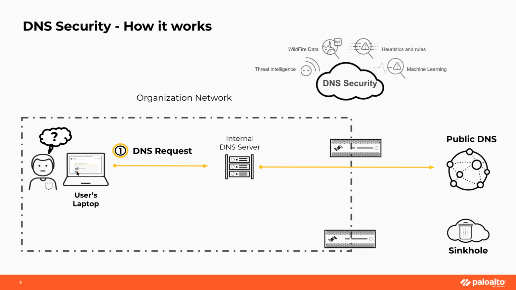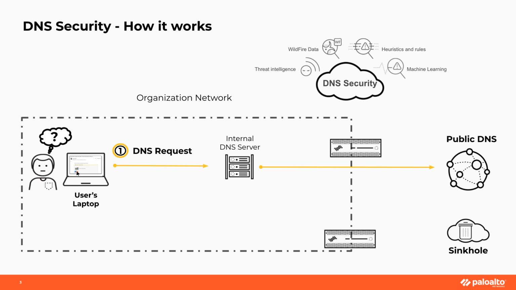Okay, so to review the DNS security workflow, we have a user querying typically an internal DNS server. Many of our customers have internal resolvers. The PA is deployed at the internet edge as per best practices. The PA only sees queries from the internal DNS server out to either the public resolver or to a caching resolver in the customer's DMZ.